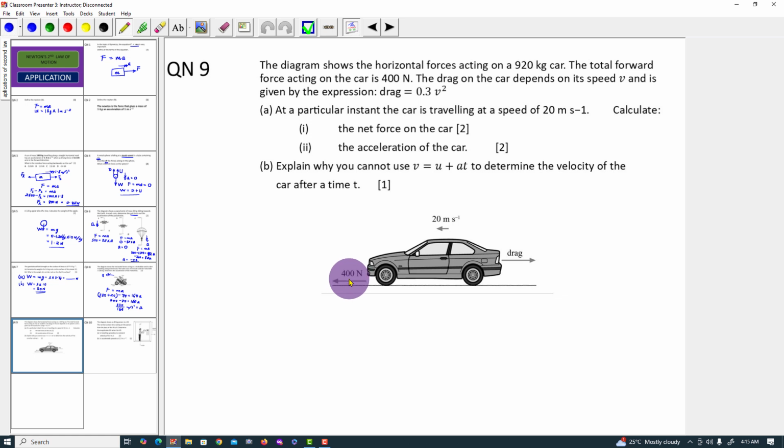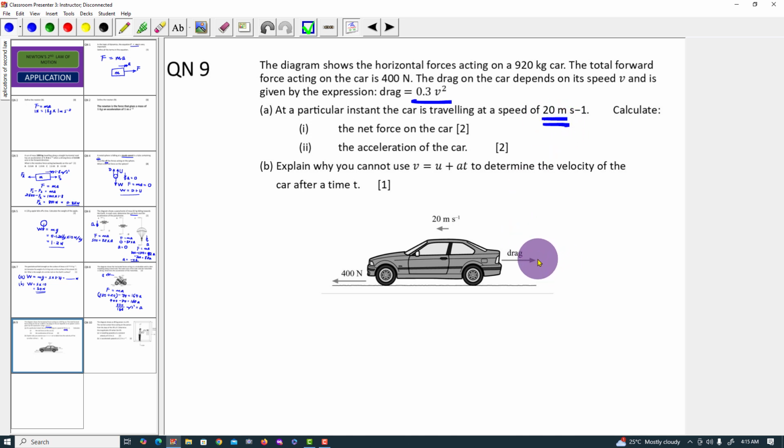Forward force, meaning the driving force, is 400. The drag on the car depends on the speed v and is given by the expression this much. So the higher the speed, the higher will be the viscous drag, this drag here. At a particular instant, the car is traveling with a speed of 20 meters per second.